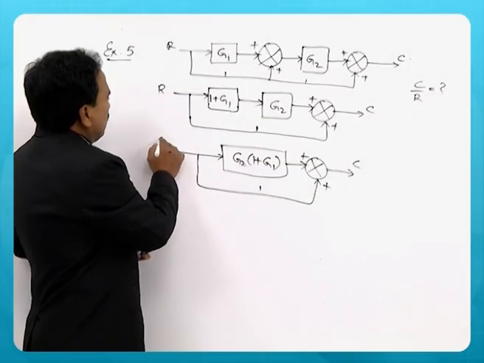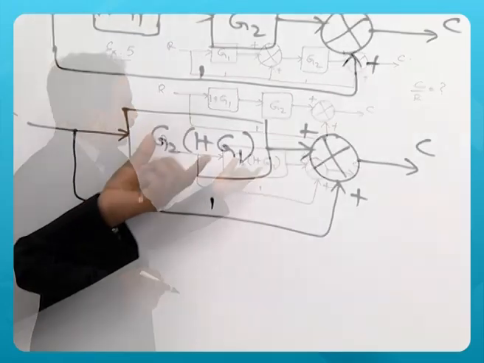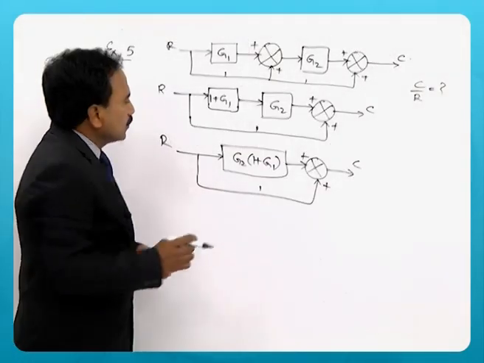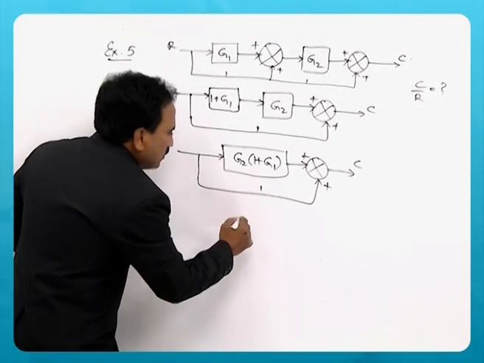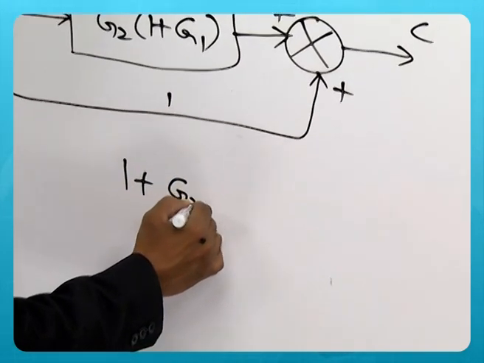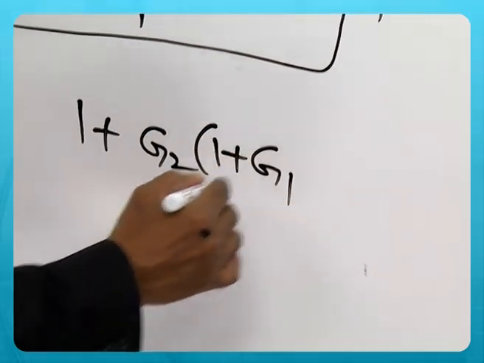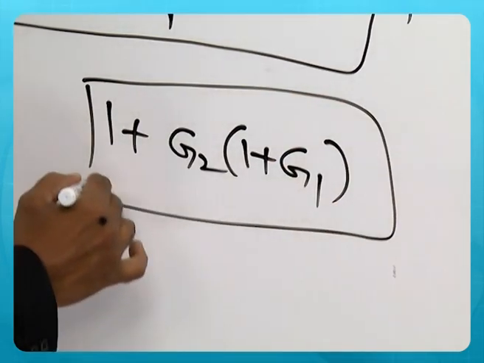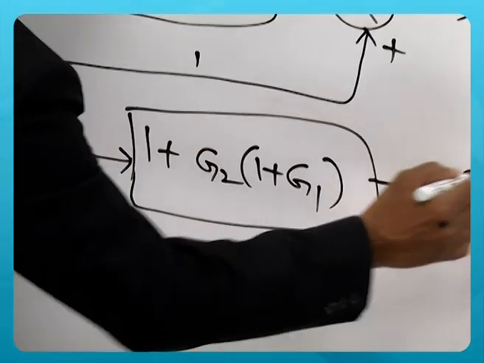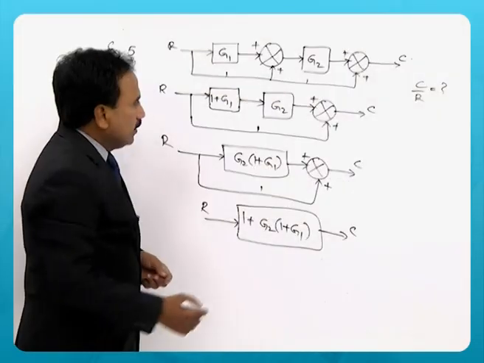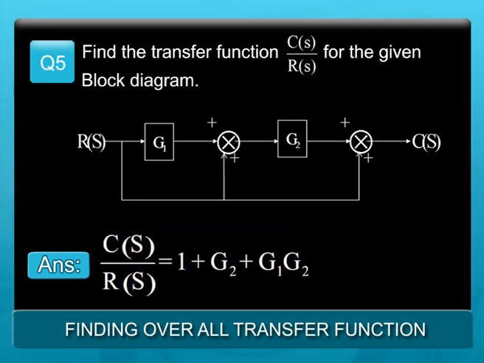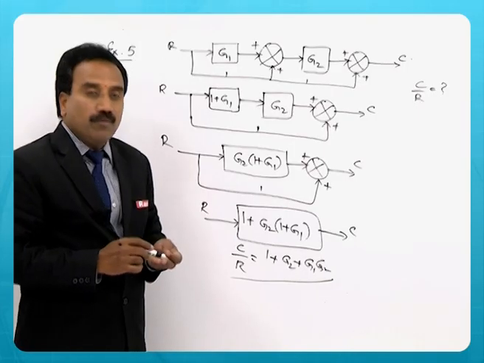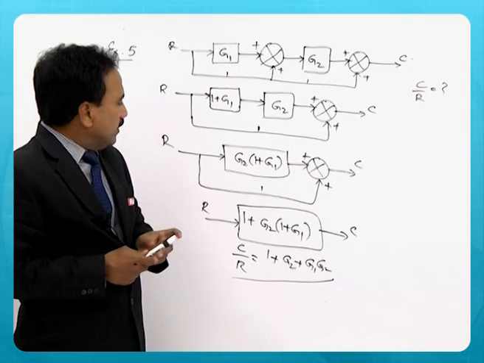Now you can see that between input and output there are two paths in parallel. So this block is in parallel with 1. So it is simply the sum, 1 plus G2 into 1 plus G1 is the block gain. So this is the way you should find the transfer function. Now C by R is equal to 1 plus G2 plus G1 G2. This is the overall transfer function of this particular example.